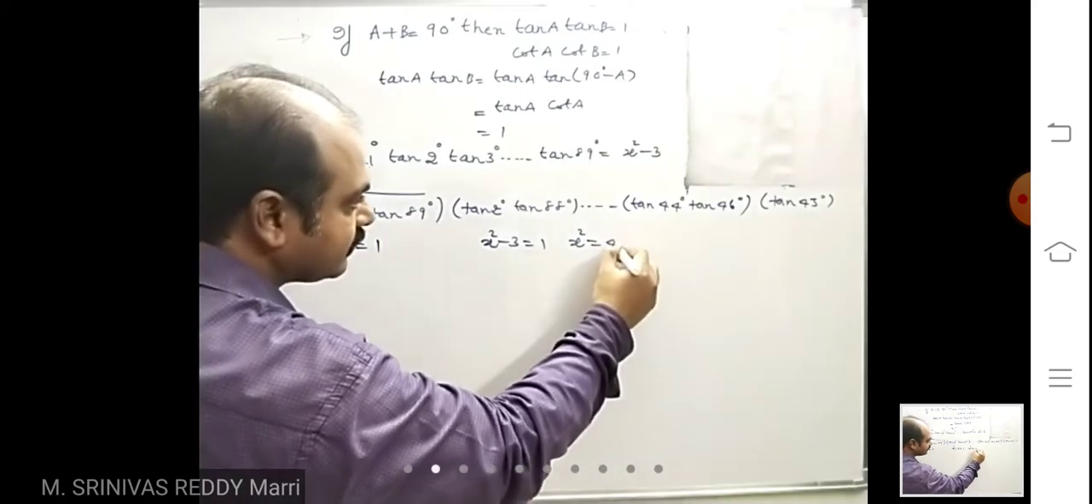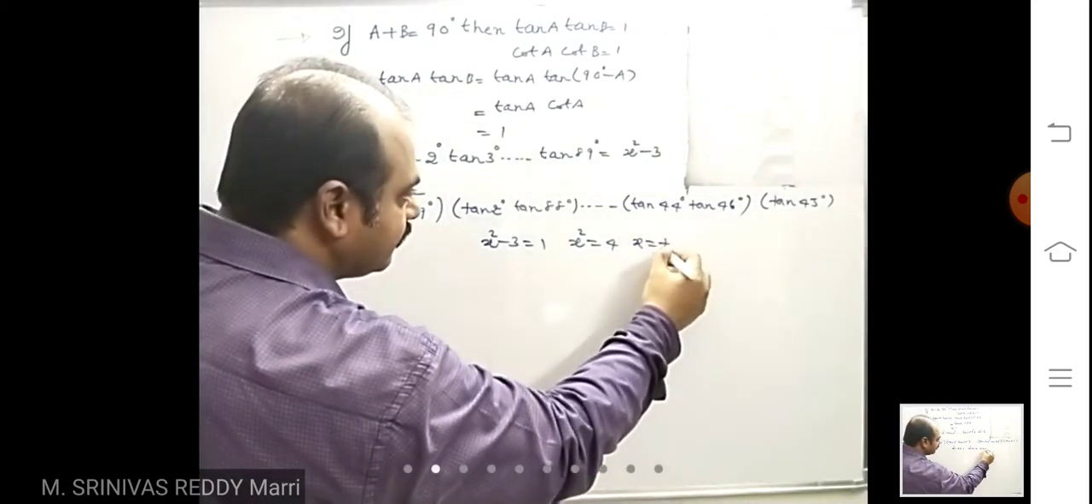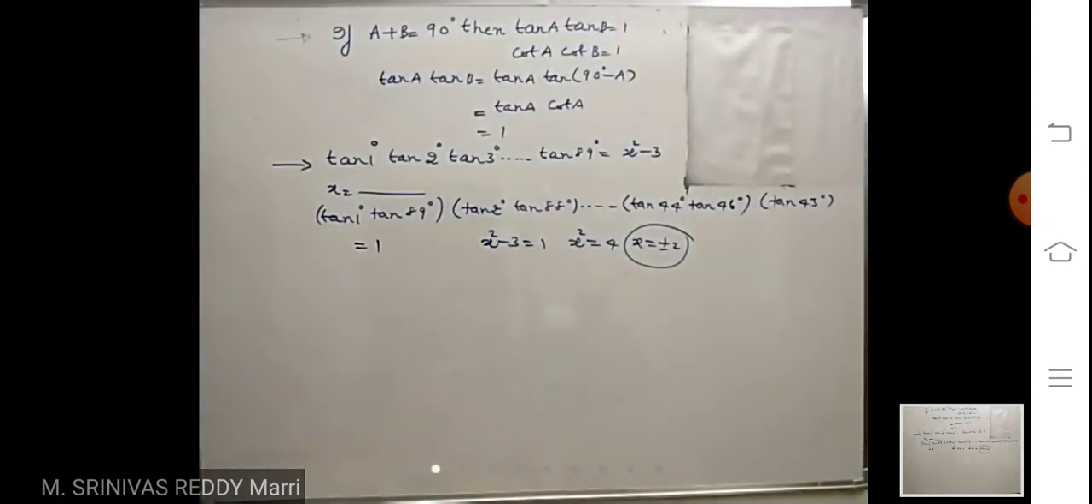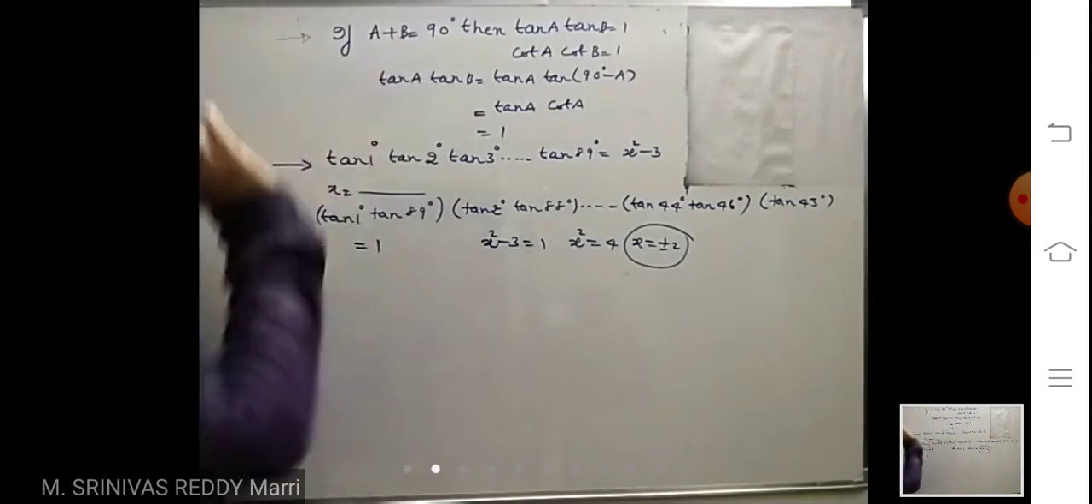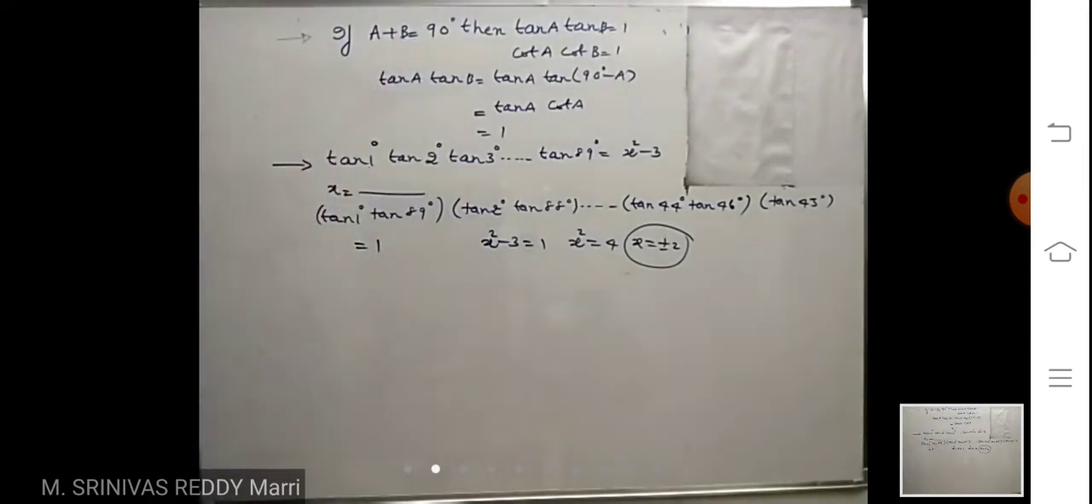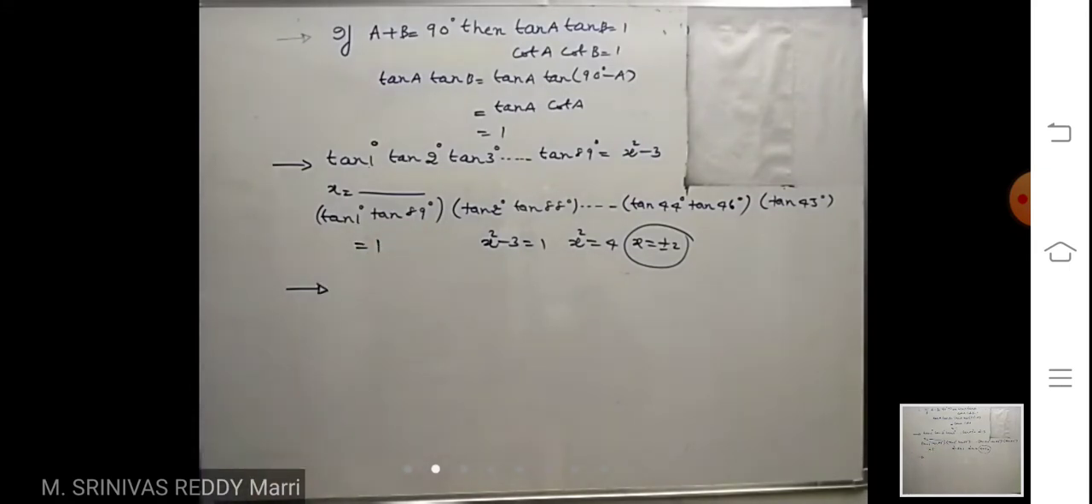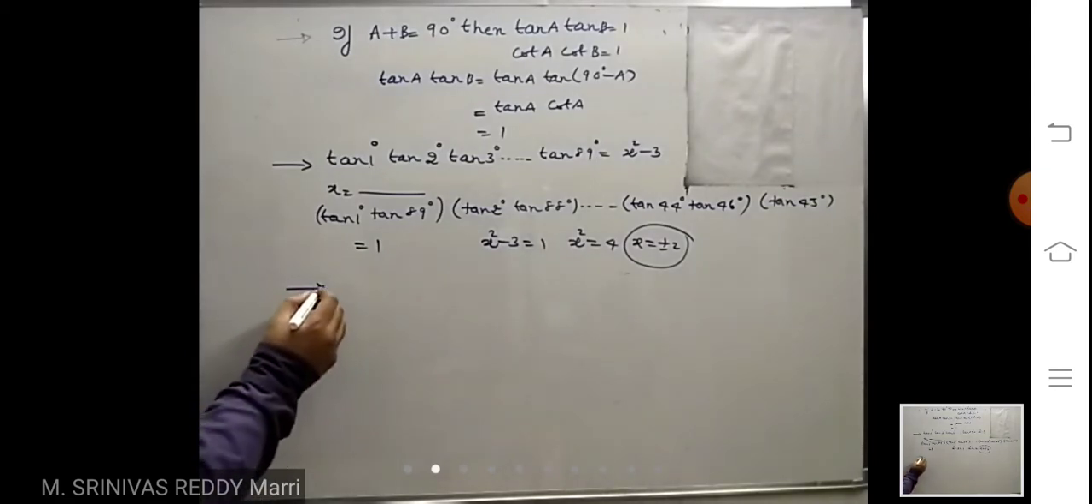Therefore x squared equals 4, x equals plus or minus 2. Like that, if there are complementary angles, the product of tans or the product of cots is 1. You have to identify complementary angles like that. Suppose we take another example.